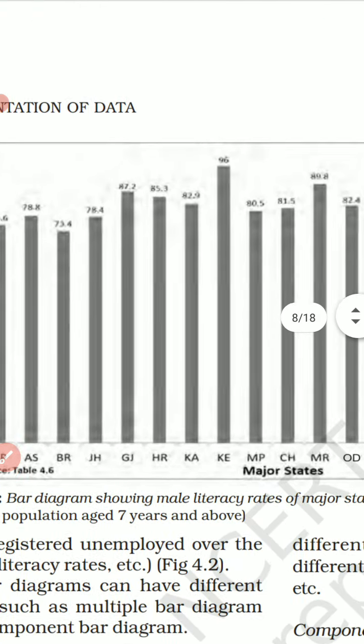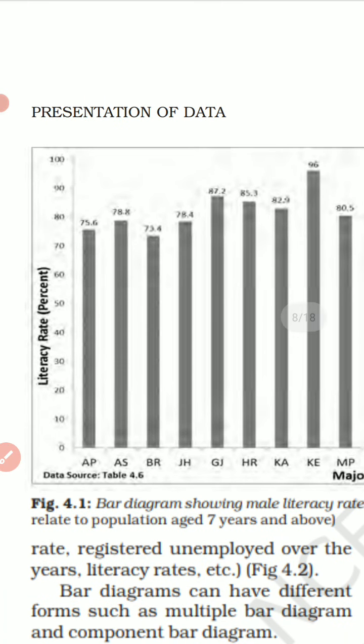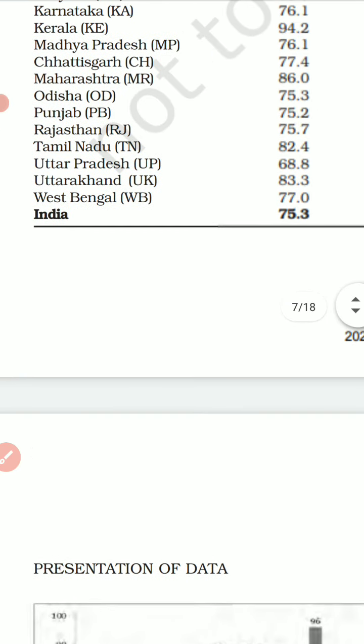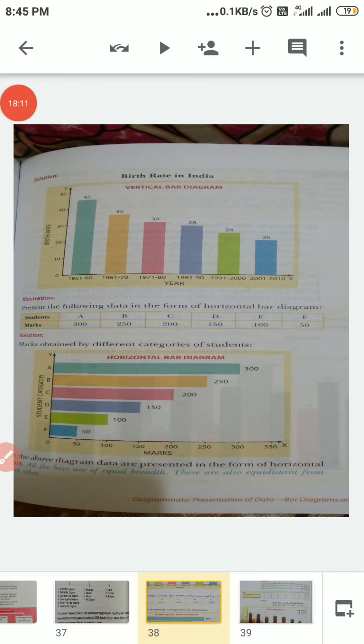The width of the bar is equal every time, and the space between different bars is also equal. If you are not giving equal space between these bars, then your diagram may be wrong. So now we will see the next simple bar diagram, in which only one variable is there with respect to some year or any other thing.